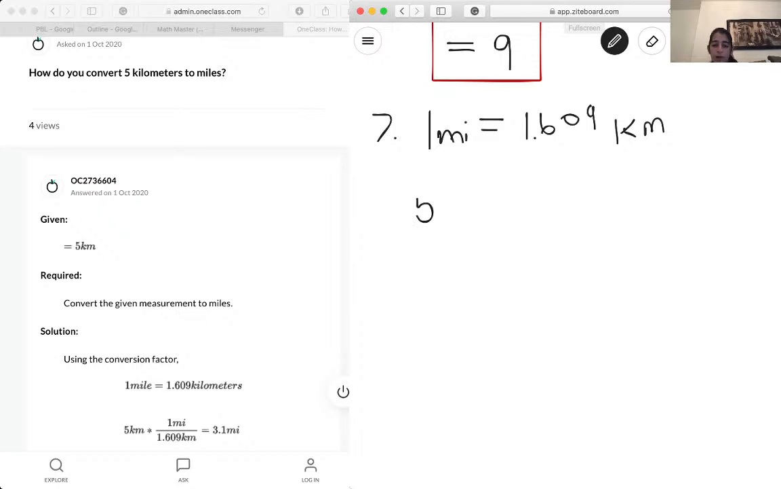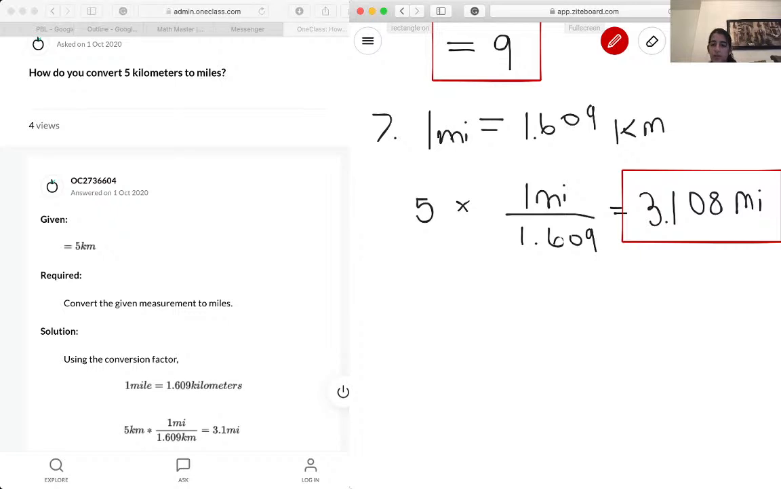But in this case, we're dividing, so 5 divided by 1.609 kilometers per mile. If we put that in our calculator, we get 3.1075. Just leave it at 3 decimal places. That is our final answer.